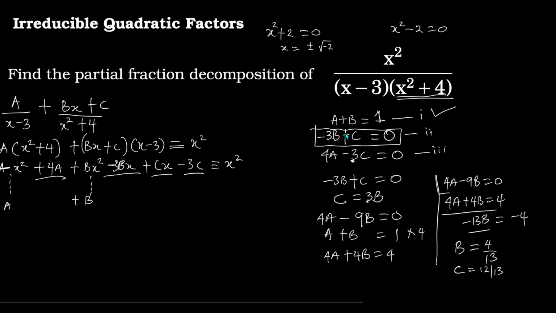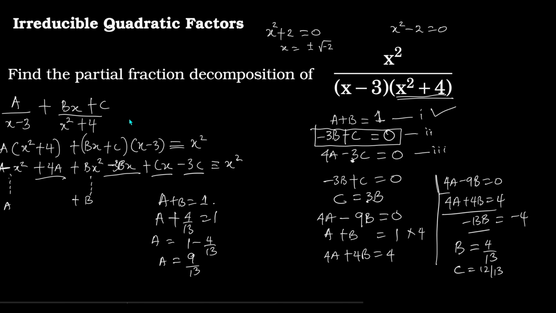Lastly is a. A from here is a plus b equals 1. So we have a plus b equals 1, and b is 4 over 13, so a plus 4 over 13 equals 1. So we have a equals 1 minus 4 over 13. So a equals 9 over 13. A is 9 over 13, b is 4 over 13, and c is 12 over 13.